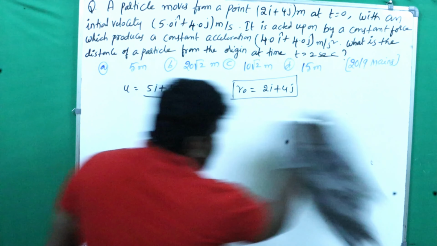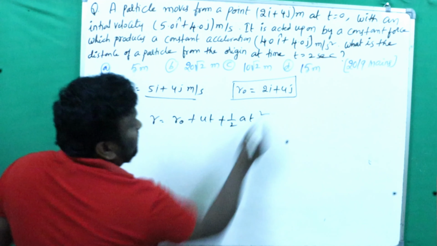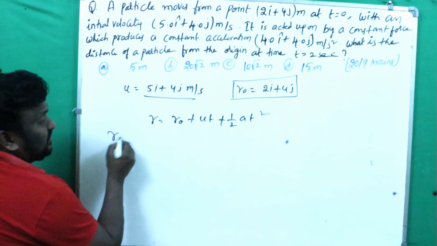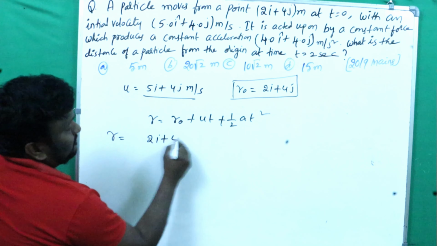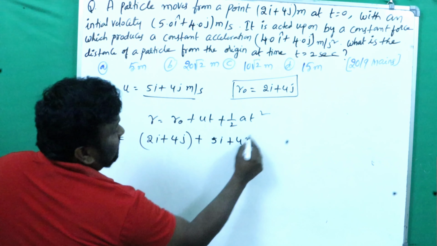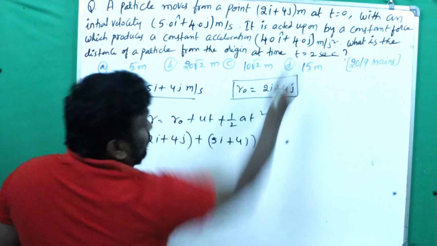r equals r0 plus ut plus half at squared. This is the formula you are going to use. r equals, what is r0? Yes, 2i plus 4j, plus ut. What is your initial velocity? 5i plus 4j into t, where t is 2 seconds, plus half a. Acceleration was given as 4i plus 4j, times t square, again 2 square. Then what can you write?